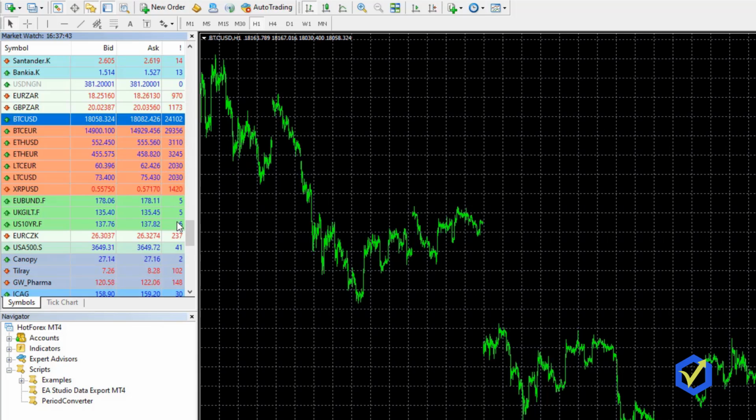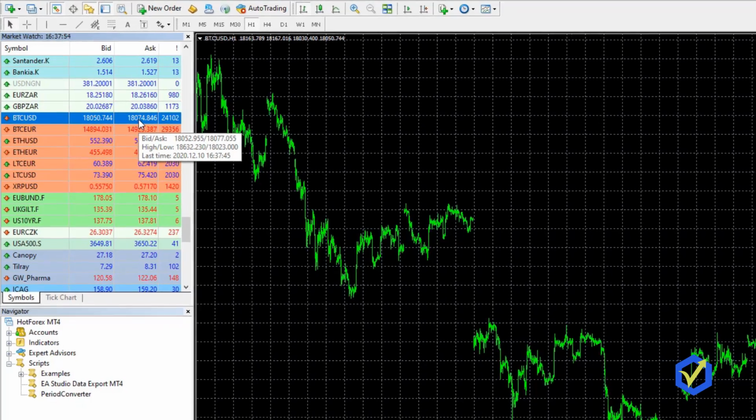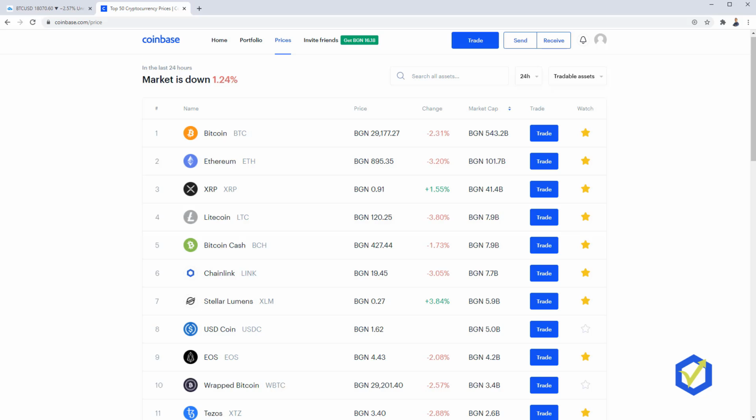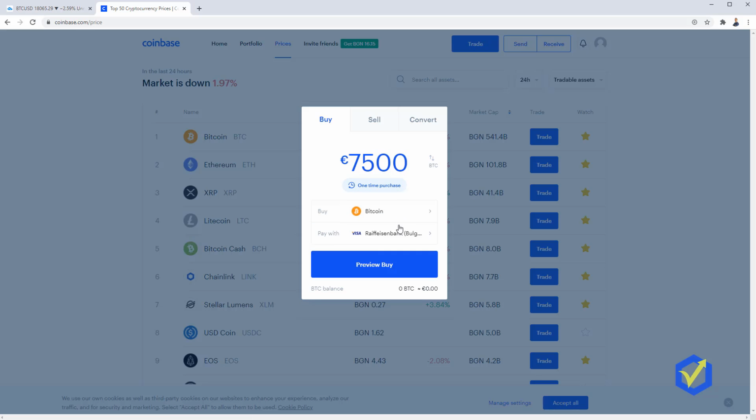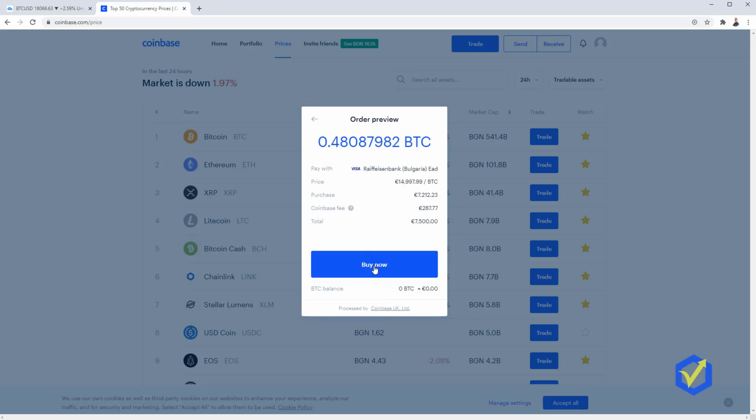Okay, it looks like much more compared to the others, but keep in mind Bitcoin is the most expensive asset right here. And at the same time, if you are buying Bitcoin on Coinbase or on any other cryptocurrency exchange, you are still paying a fee, right? So for example, on Coinbase with my type of account, I can buy a maximum of 7,500 of Bitcoin, which if I click on preview buy, you will see that the Coinbase fee for that transaction will be 287 euro, okay, which is much more compared to $25.